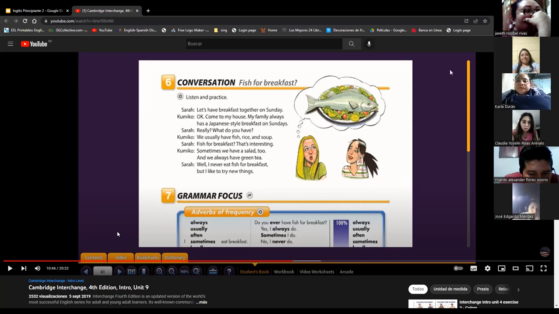Now, vamos a ver unos voluntarios solo para practicar un poco la conversación. ¿Quieren escucharla una vez más? Yes. Okay, para que escuchen la conversación. Vamos a tener un par de voluntarios y luego vamos a hacer el ejercicio.